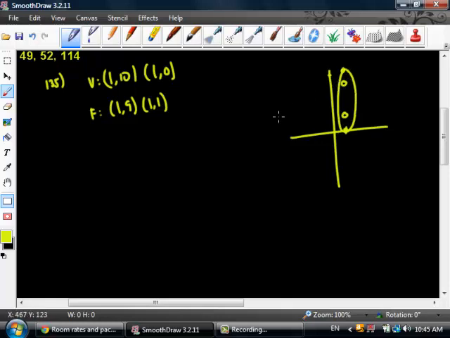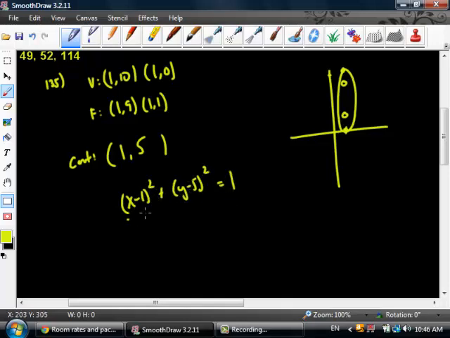Thank you. Okay, so now finding the center is easy. What is the center of the ellipse this time? Nate? (1, 5). Raise your hands if you agree with Nate. (1, 5). Good. So that means that it is (x − 1)² + (y − 5)² = 1.